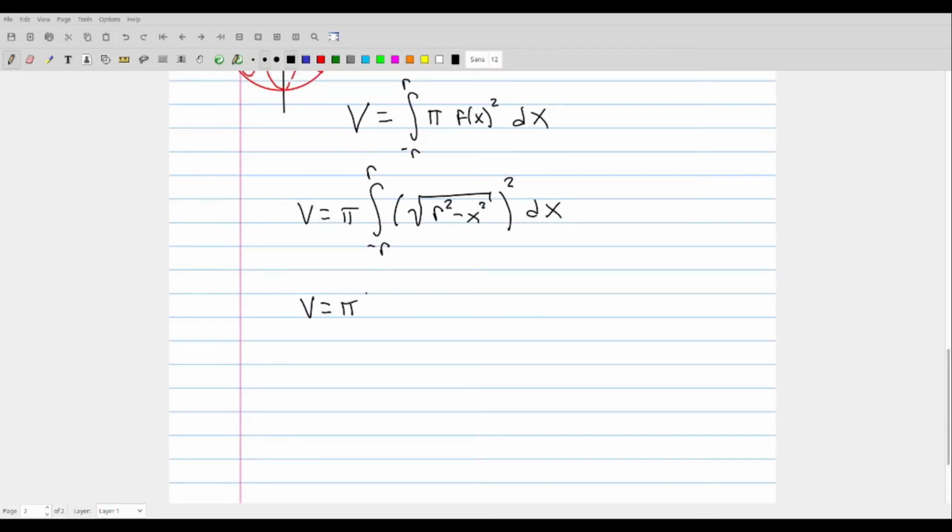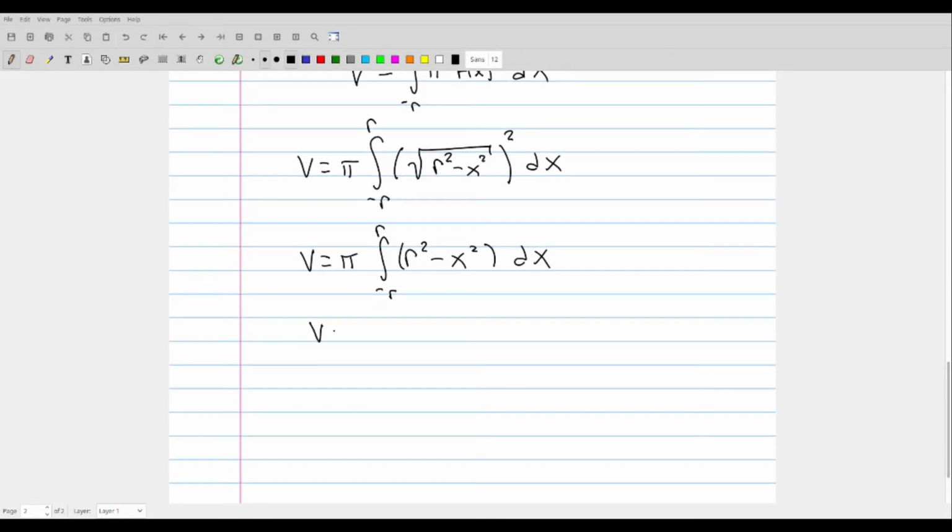which is equal to pi times the integral from negative r to r of r squared minus x squared dx. And this is a relatively straightforward antiderivative to evaluate. Specifically, the antiderivative of r squared is just r squared times x, and the antiderivative of x squared is just x cubed over 3. You have to evaluate this at the upper bound of r and the lower bound of negative r.